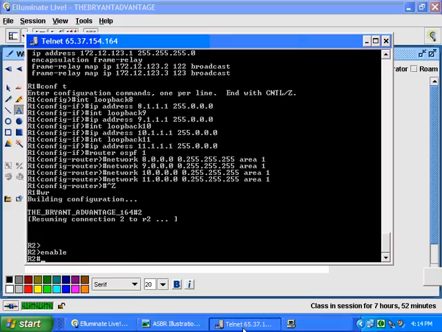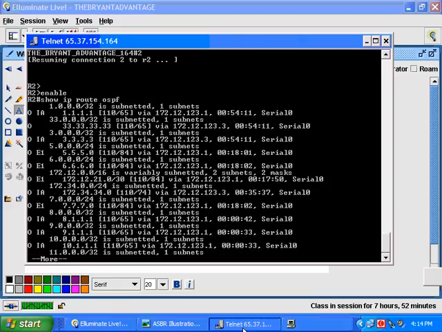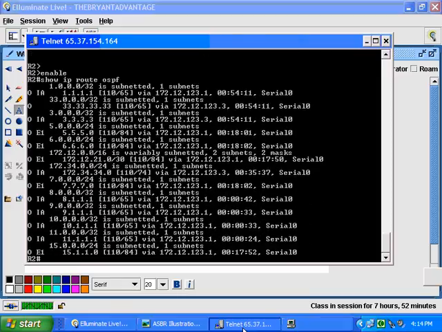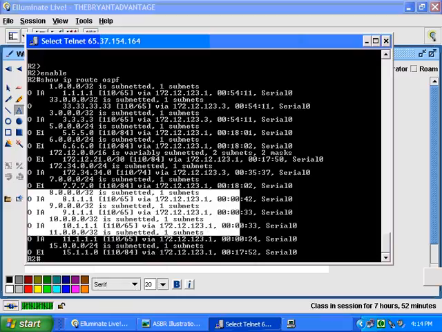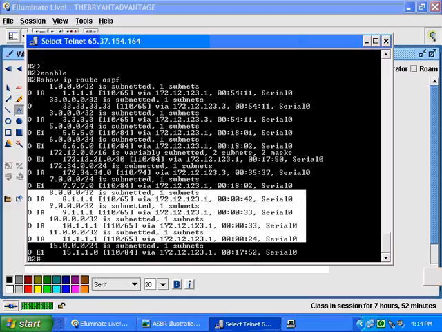Let's take a look at router 2. We haven't looked at router 2. It's probably feeling left out. And let's see. Down here at the bottom of all of this, that's a pretty big OSPF table by this point, isn't it? And here are the routes we just created. 8, 9, 10, and 11.